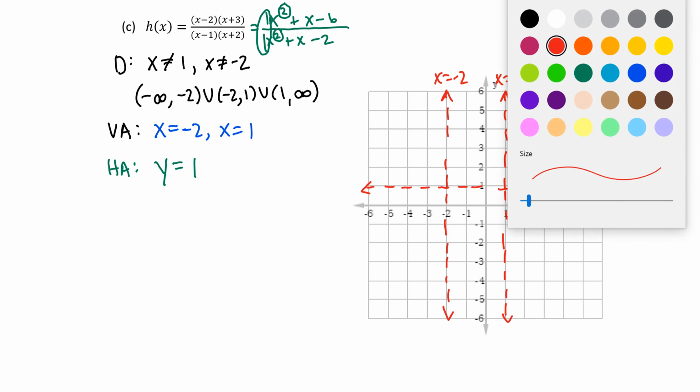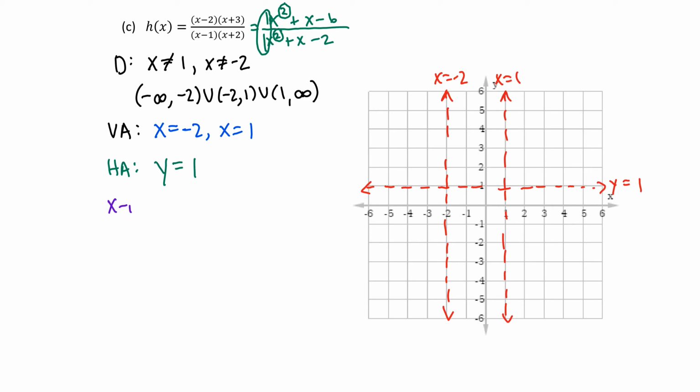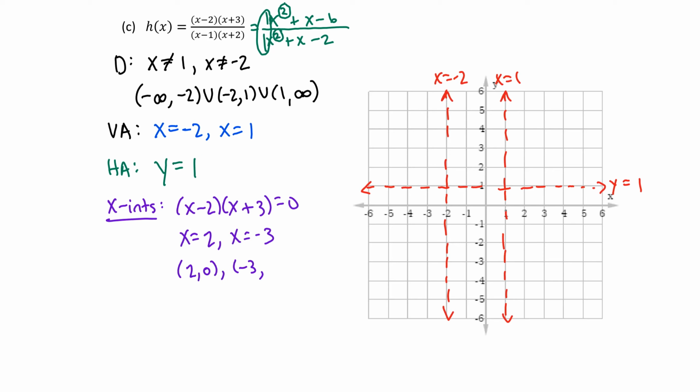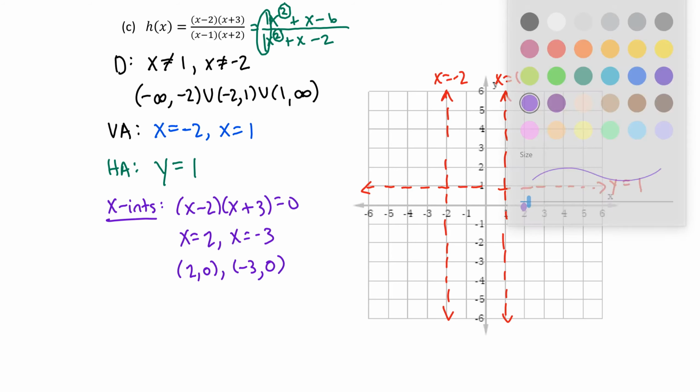Next, we will find our x-intercepts. X-intercepts have a shortcut. That is, we take our numerator and set it equal to 0. In this case, we're going to get 2 zeros in the numerator, 2 and -3. So officially, as ordered pairs, the x-intercepts would be (2, 0) and (-3, 0). So I'm going to plot those on my graph.